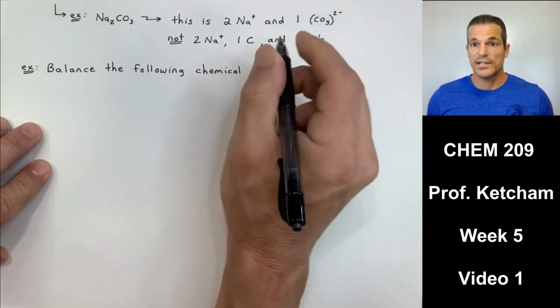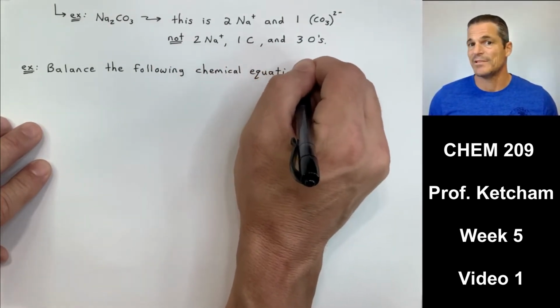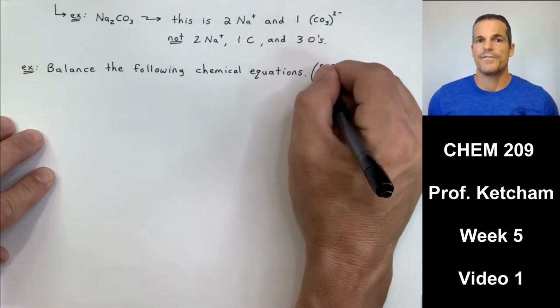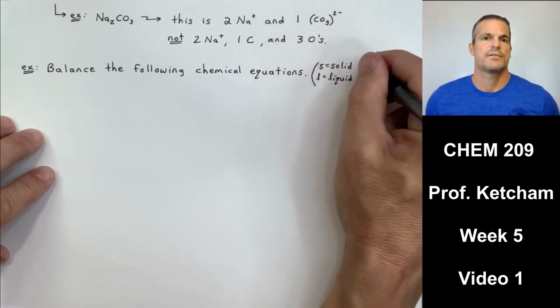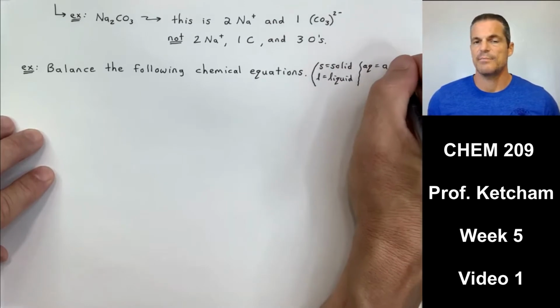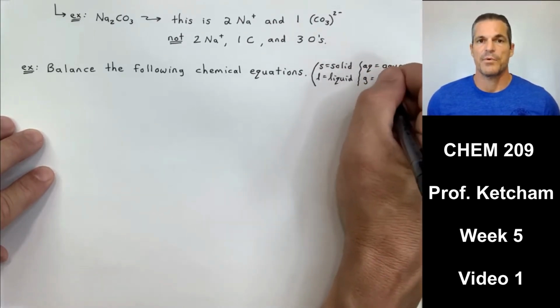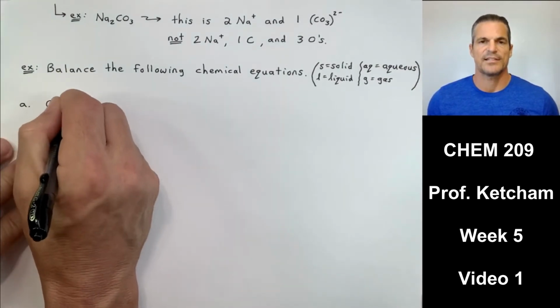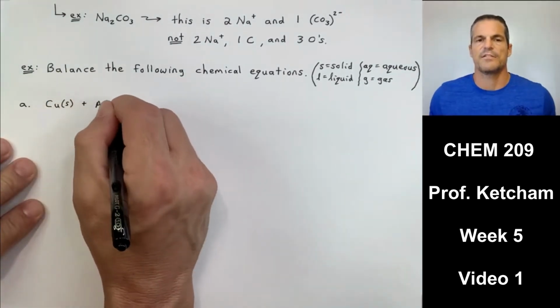All right, so let's get into some examples, and I'm also going to name the type of reaction as I do it. Balance the following chemical equations. Now, if you ever see an S, it means a solid. If I ever happen to write L, it's a liquid. AQ is aqueous, and G is gas. And those are usually in parentheses at the end of the formula.